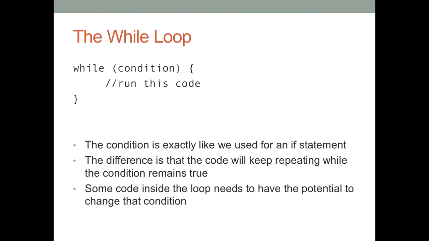So a while loop looks very much like the if statements that we've already used, except instead of just happening once, the code happens, it keeps happening while this condition is true. So if the condition is true, it runs, and it runs again and again and again until the condition becomes not true.